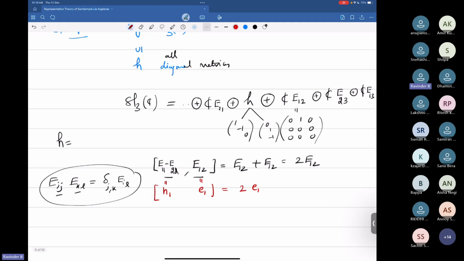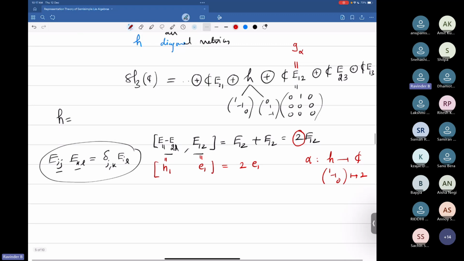And then one more thing, you need a functional. So what is this alpha? E12 is the root space corresponding to some alpha. How do you find that alpha? Alpha is a functional, so the eigenvalue is what you get. Alpha is defined from H to C. On the first basis vector, the eigenvalue should be 2. On the second basis vector, what is the eigenvalue here? Let's try the second basis vector, E22 minus E33.